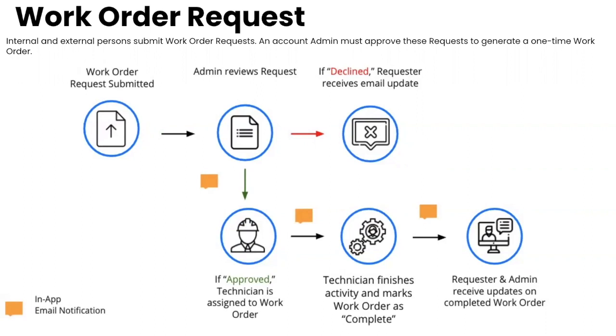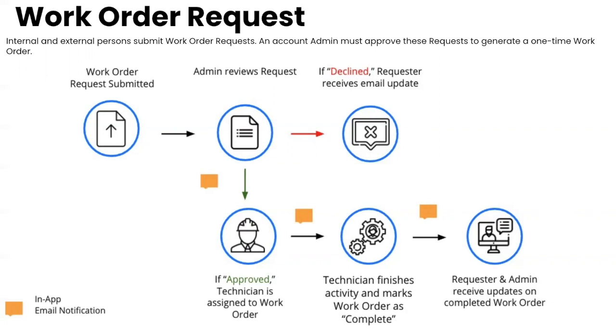So, an example would be if there's maybe not enough information to complete that work order, or if it's maybe a duplicate request. And if it gets approved, then the admin will then be able to assign it to a technician, and that technician will process out that work order as normal. But once it's complete, the requester and the admin are notified via email.